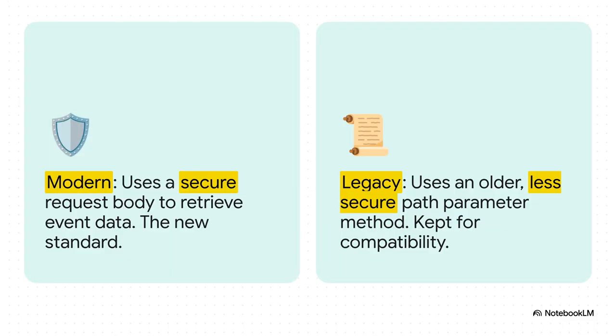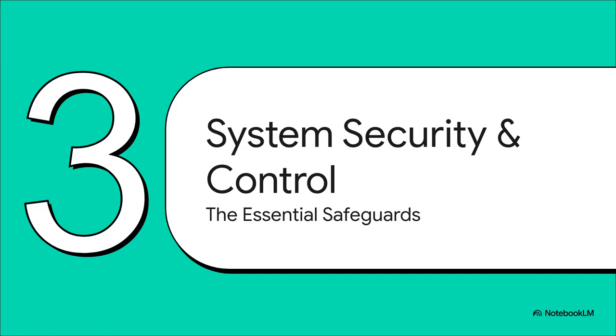And this is just a perfect real-world example of how tech evolves. On the left, you've got the modern, more secure way of doing things. On the right, you have an older, less secure method. So you might ask, why even keep the old one around? It all comes down to backward compatibility. It's this classic tech challenge, right? You're always trying to balance moving forward with making sure you don't break older systems that still rely on the old ways. All this talk about security brings us perfectly to our next section, system security and control.